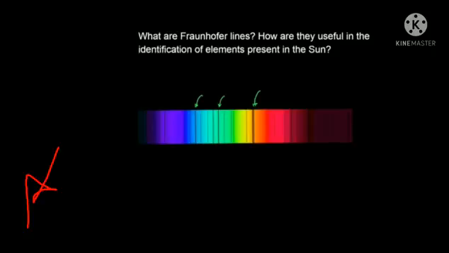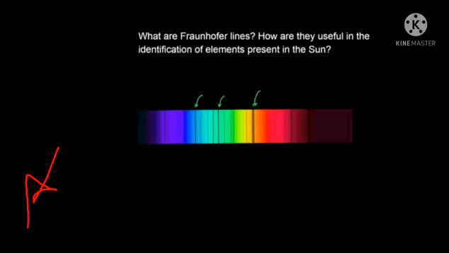So what are Fraunhofer lines? When the spectrum obtained from the sun is examined, it consists of a large number of dark lines. These dark lines in the solar spectrum are called Fraunhofer lines.